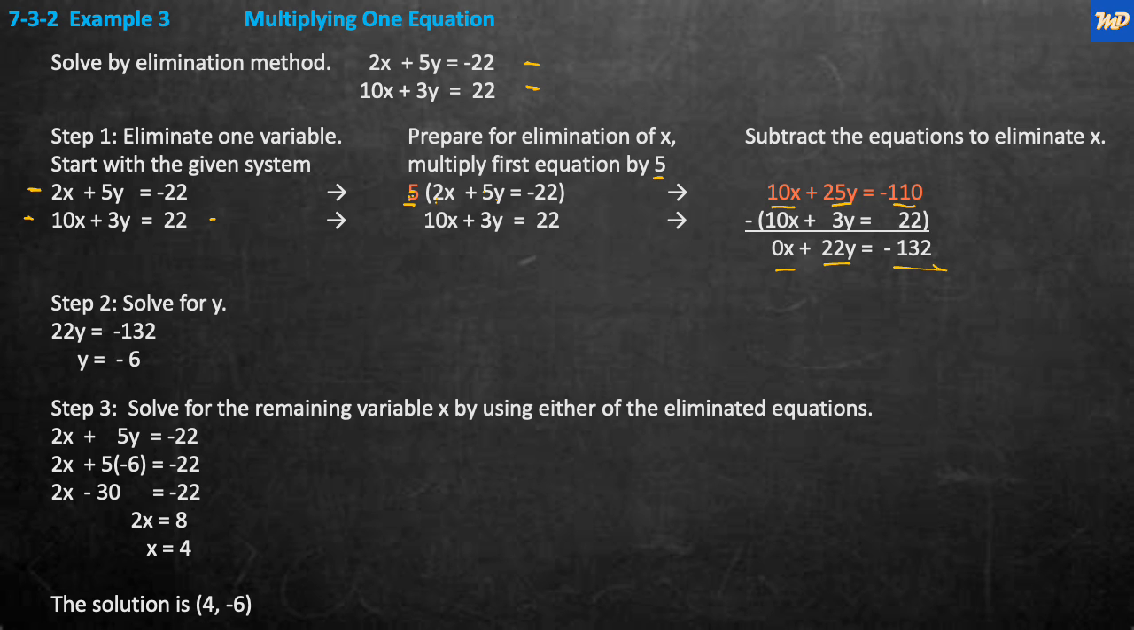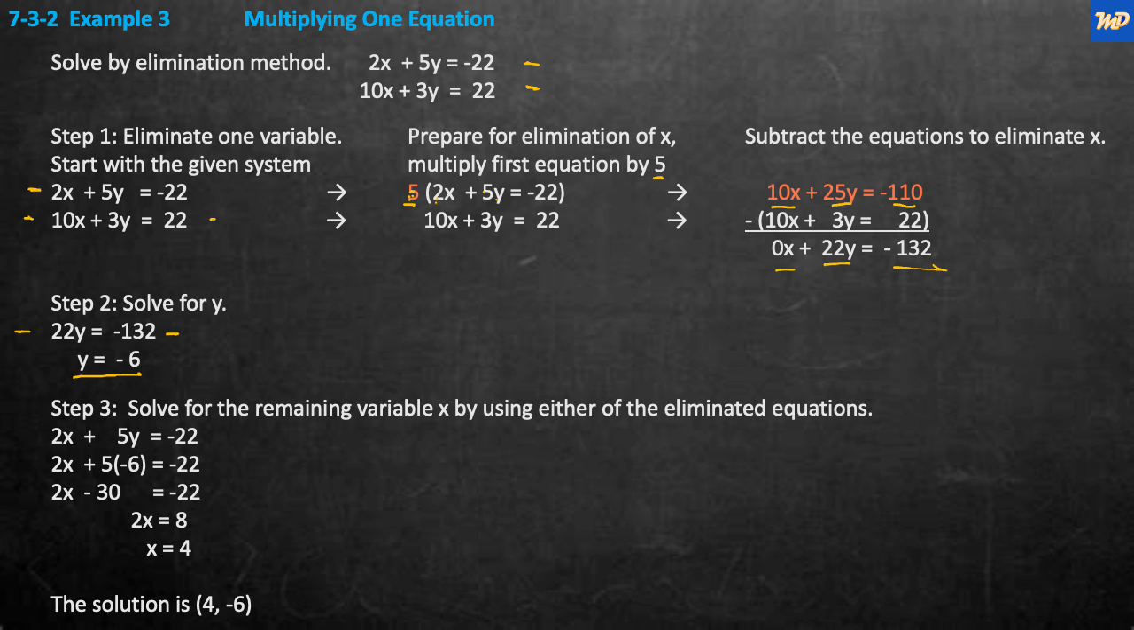So now we have an equation in one variable, y, and we can solve for y. 22y is equal to negative 132. When we divide both sides by 22, we get y equals negative 6. So now we have our y, which is negative 6.